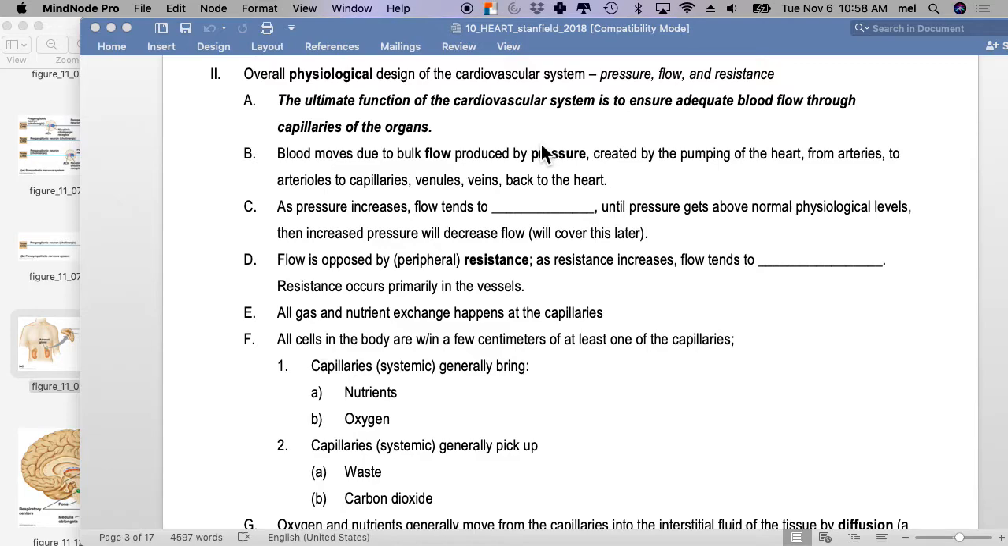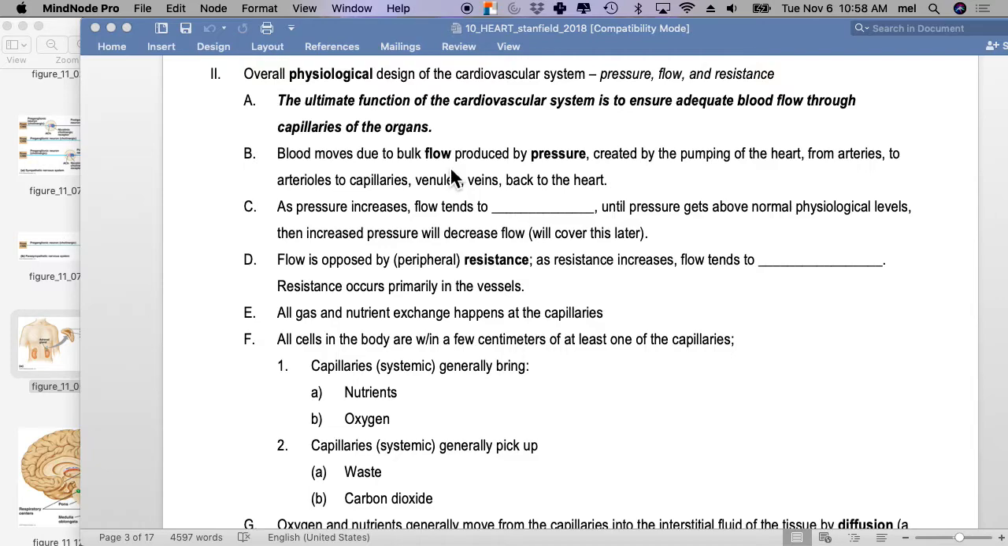Yeah? Does that make sense? So you have a pump, yeah? And then you can change the tubes or change the volume of the fluid. Those are the ways that you can manipulate pressure. So blood moves due to bulk flow produced by pressure, created by the pumping of the heart.